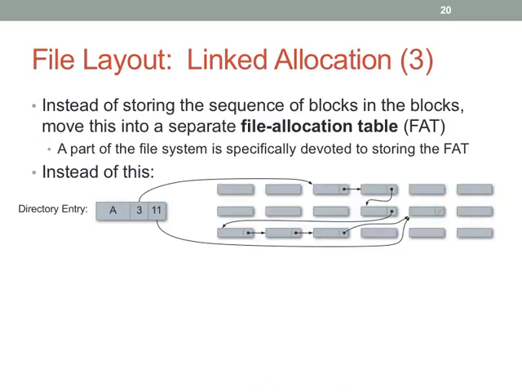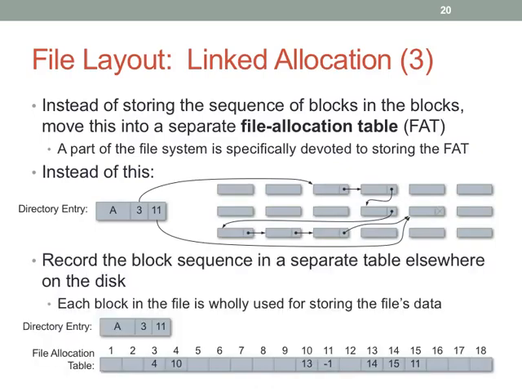Okay? So instead of this picture, we take all the links and we store them in a table called the file allocation table. And so you'll have two tables. You have a directory table, which says this is the start and the end of files. And then you'll have another table. Notice that we have one entry per block. So that's an interesting issue that we now have to deal with, one entry per block.